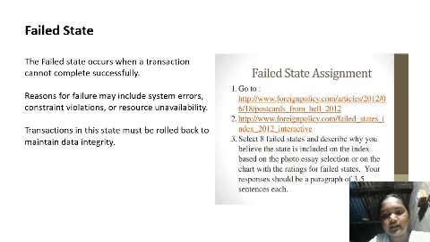Failure state assignment. Select a field and describe why you believe the state is included, based on the photo essay selection or on the chart with the ratings for failure states.